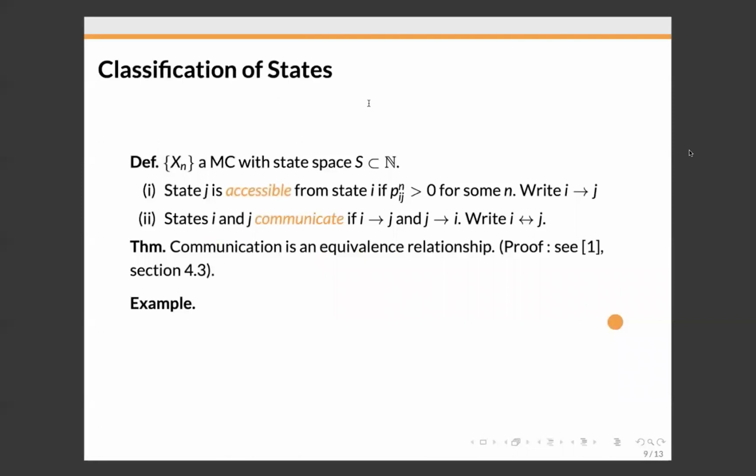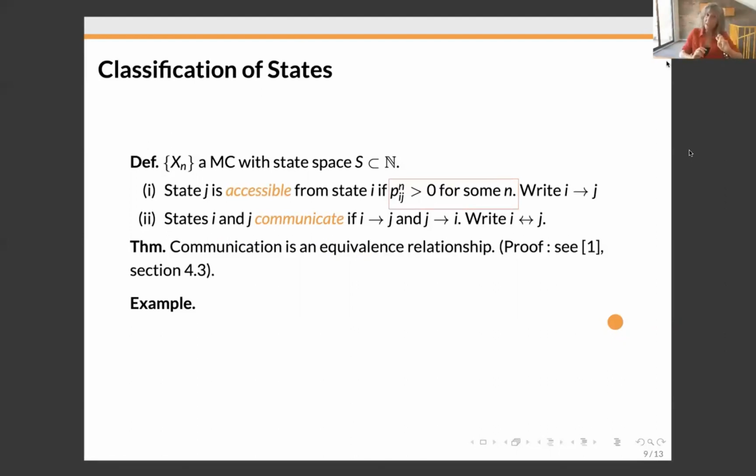We're going to go now into the third topic of this lecture, and that's the classification of states. So if we have a Markov chain with a discrete state space, we say that state J is accessible from state I if, given a sufficient amount of time, there is a positive probability of going from state I to state J. So that's the notion of accessibility. We say that J is accessible from I if, given a sufficient number of steps, there is a positive probability that we go from I to J.